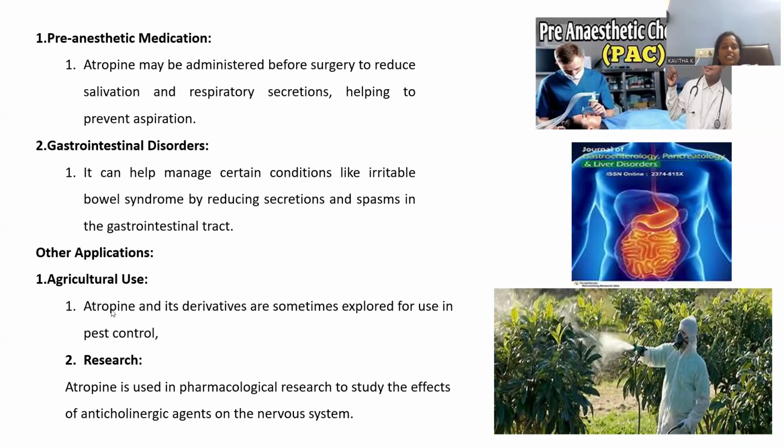And the usage in the agricultural field: atropine can be used in pest control systems. We can minimize disease-causing pests by means of this atropine. Atropine is used in optimal dosages in order to kill disease-causing pests as well. Another important application is in research. Atropine is used in pharmacological research to study the effect of anticholinergic agents on the nervous system. This is the actual usage of atropine.